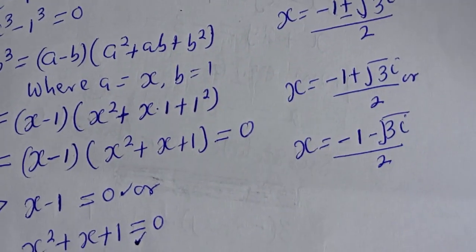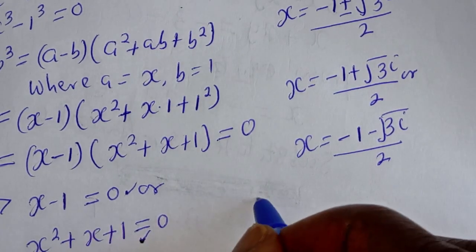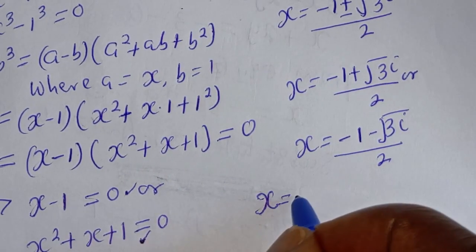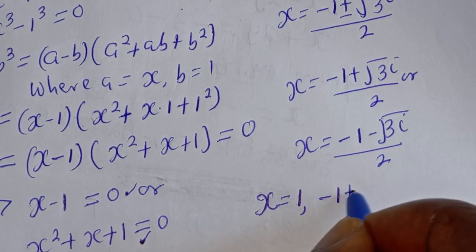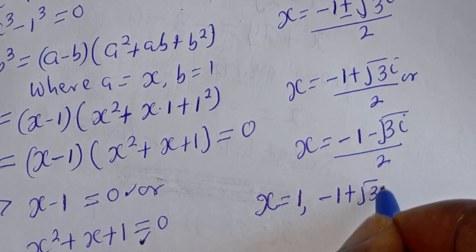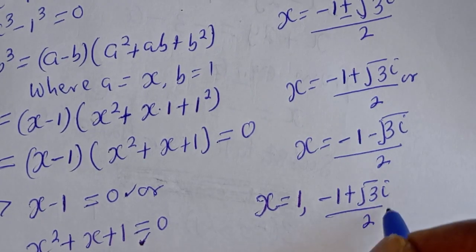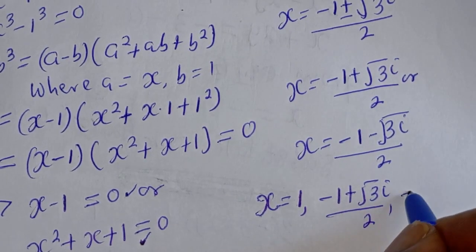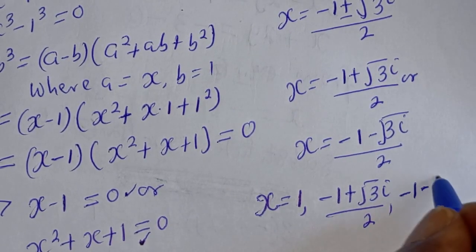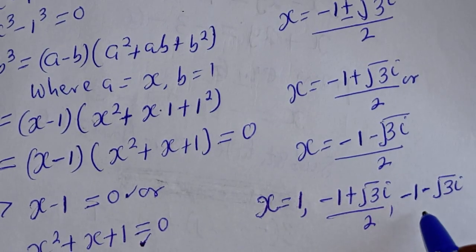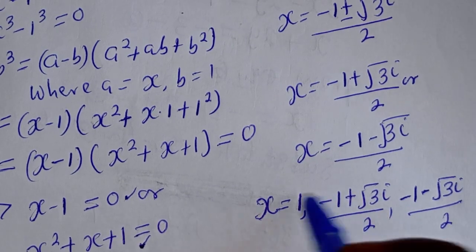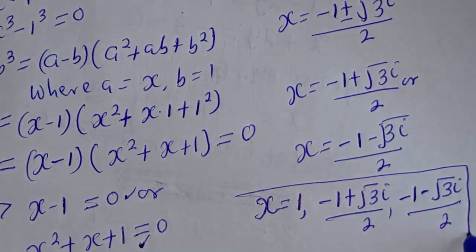Therefore, our final answers are S is equal to 1, minus 1 plus root 3 i over 2, minus 1 minus root 3 i over 2. This is the final answer.